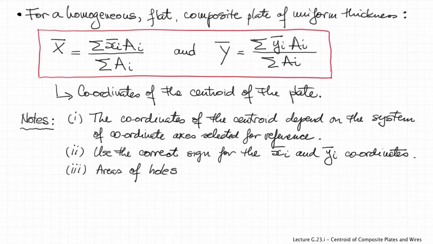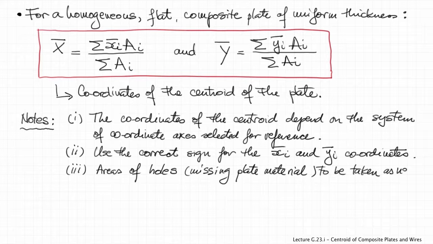And also sometimes you may have to deal with holes, like missing plate material. When you calculate their areas, you have to take these areas as negative, with a negative sign, because there's no material there. The material is missing, hence the negative sign.